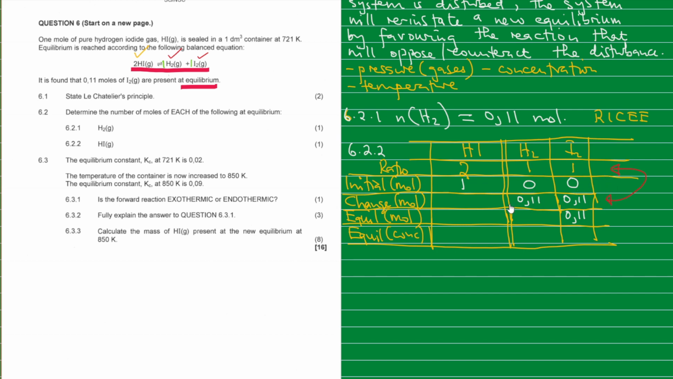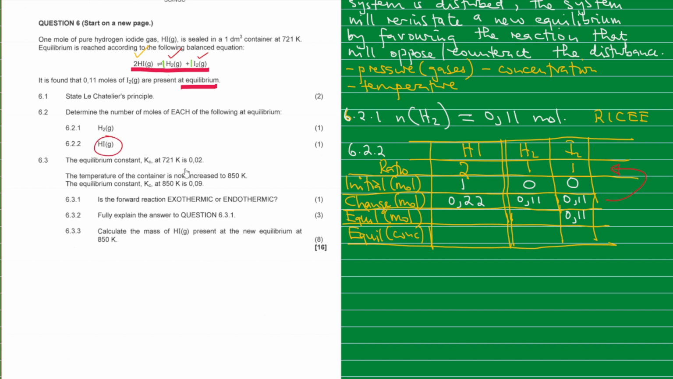Now if we formed 0.11 moles of hydrogen, how much was used up? Now according to the ratio, we have to multiply the number of moles here by 2. So this is 0.22. We actually used 0.22 moles because of the mole ratio. Now remember, I'm just using this table to explain what is the number of moles that we need over here.